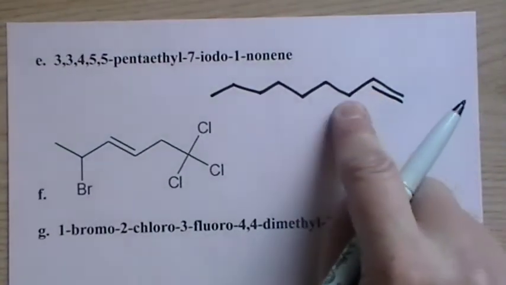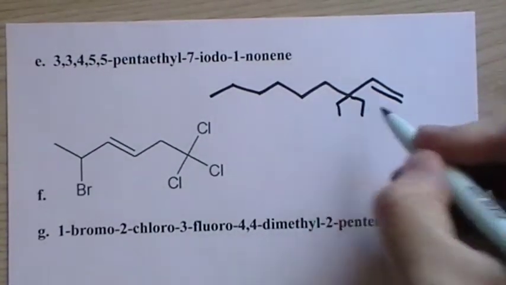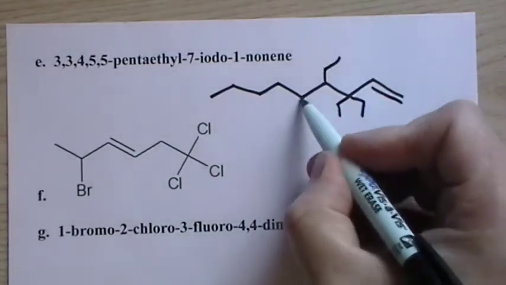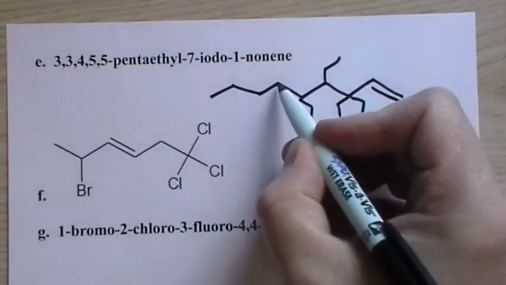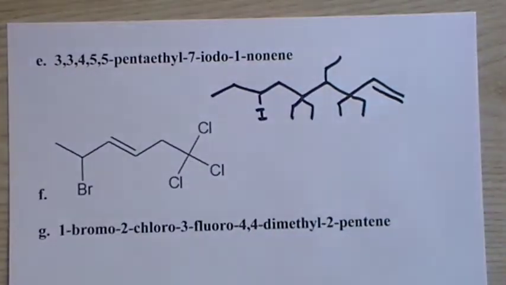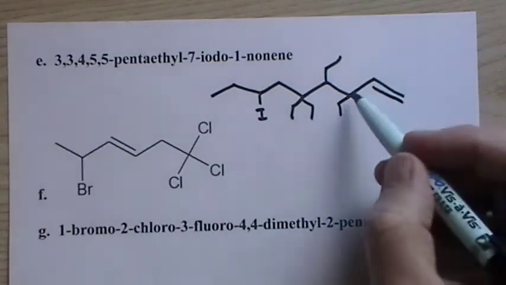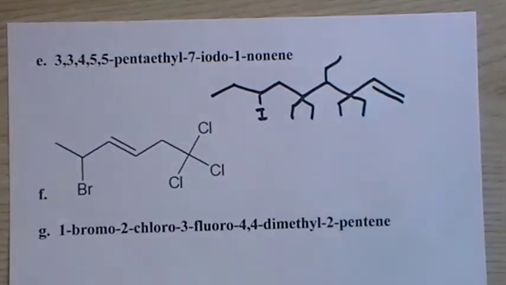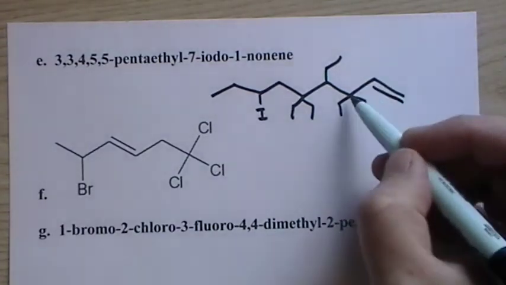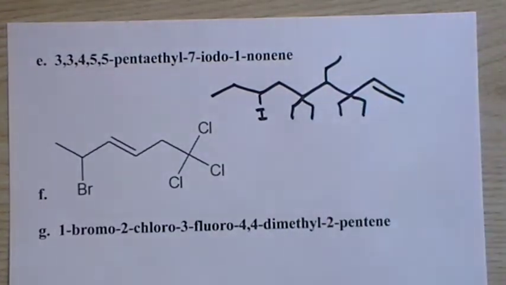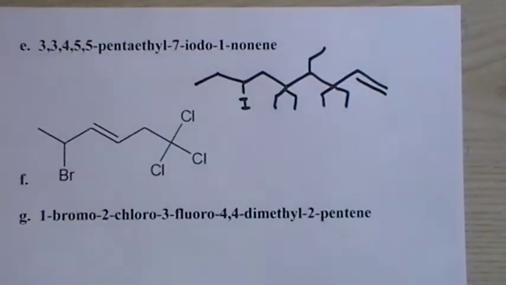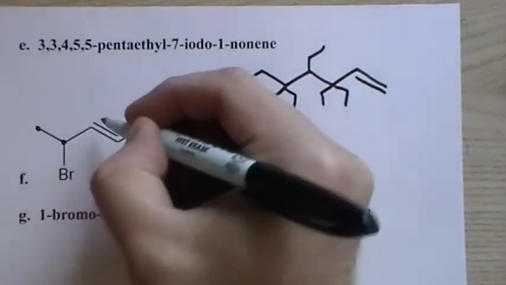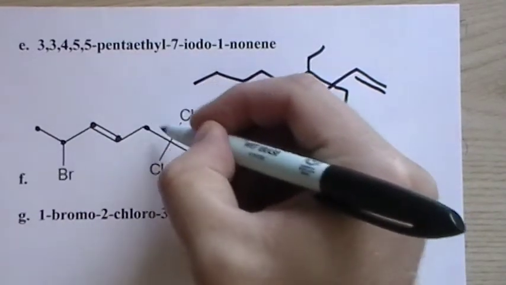So 1, 2, 3. We have an ethyl group here, an ethyl group here. 1 at 4, 2 at 5. And then 6, 7, and then an iodine at 7. So 1, 2, 3, 4, 5, 6, 7, 8, 9. It looks like everything's there. And then 1, 2, 3, 3, 4, 5, 5. Yeah, it looks good.